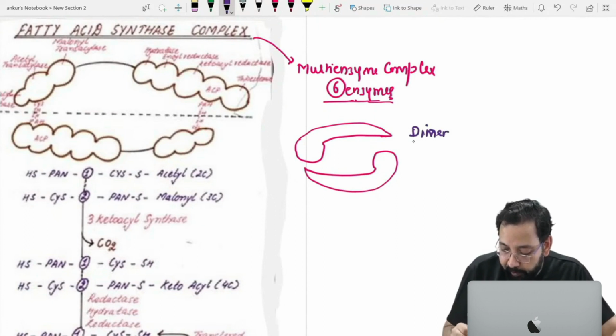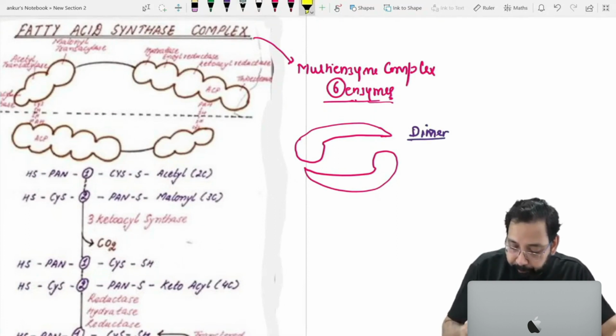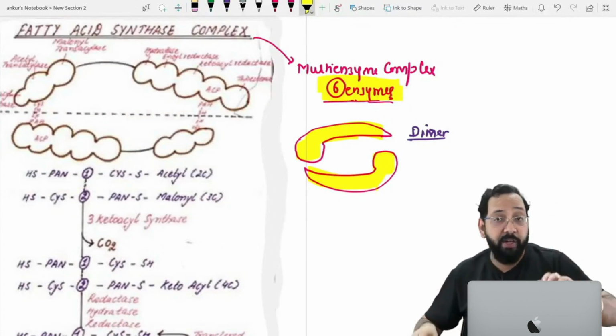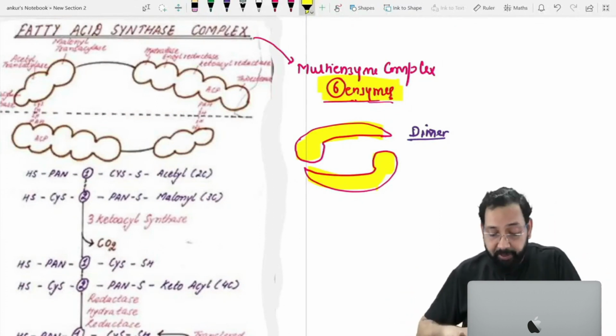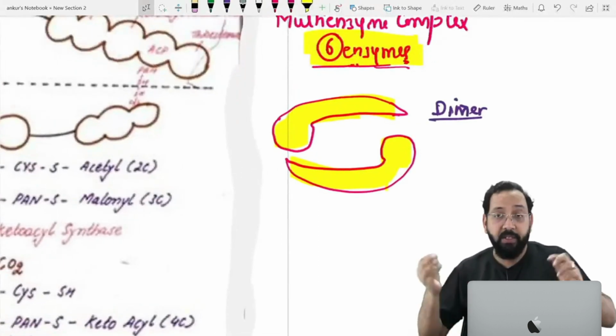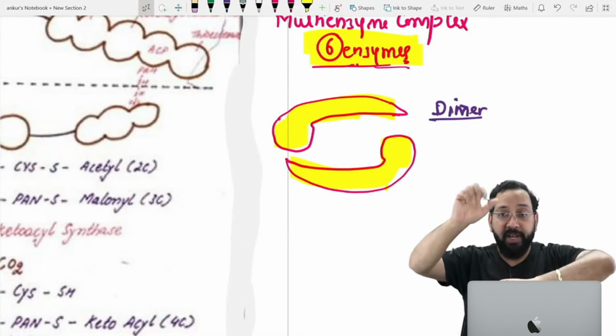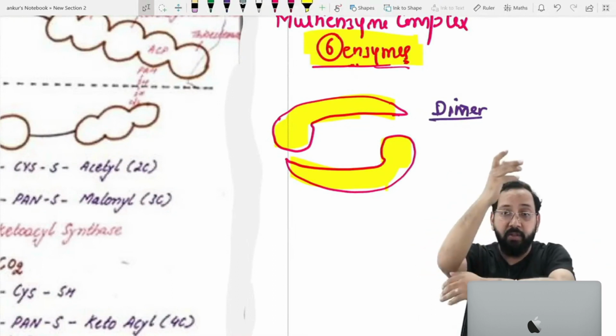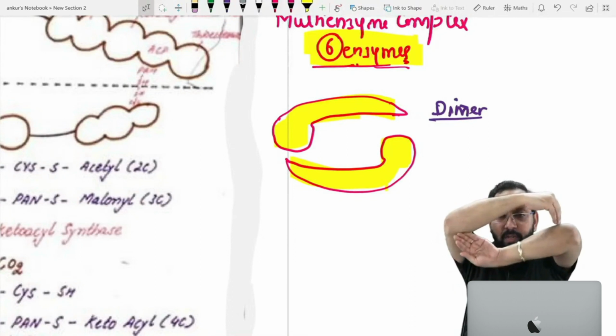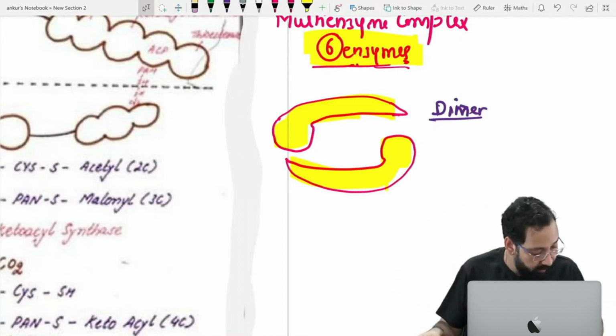Each monomeric unit has 6 enzymes. And this dimer is arranged in head to tail fashion. Yes, I have made it deliberately like this. One is head, one is tail. Suppose this is a dimer, this is head and this is tail. So I can say two units are arranged in head to tail fashion: head of one, tail of another.